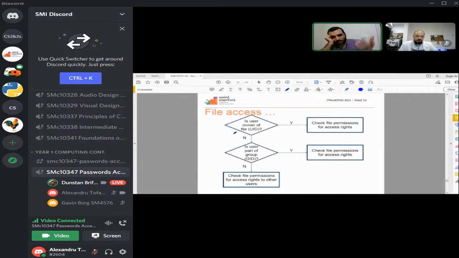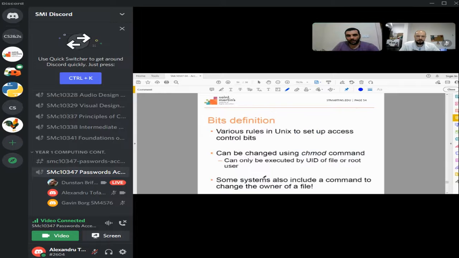Anyway, this is just a flowchart to indicate: is the user the owner, check the file permissions; is the user part of the group; or else access rights go to the other users. Finally, if you have time to play around, the command is change mode, chmod, to play around with these access rights for the particular object you have.